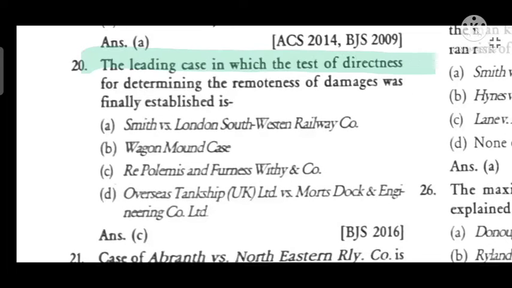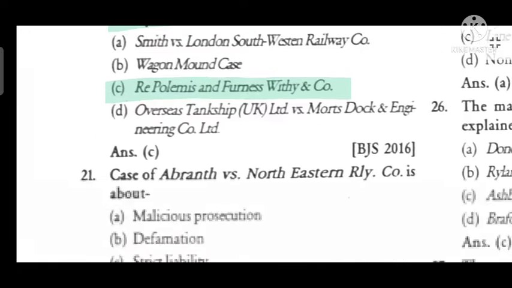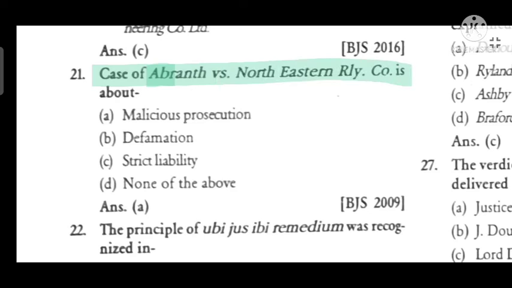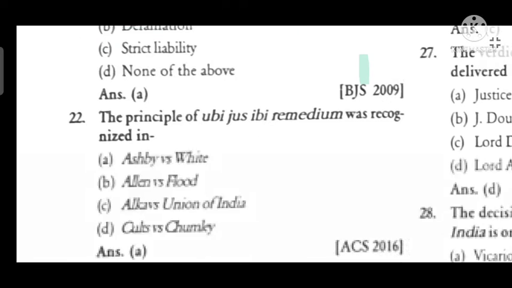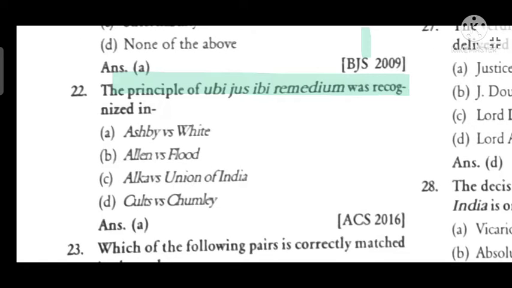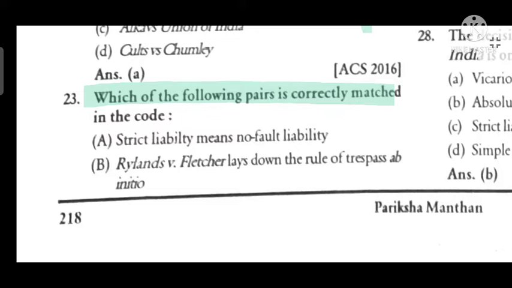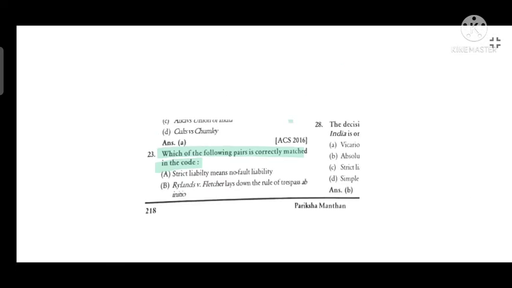The leading case in which the test of directness in determining the remoteness of damage was finally established is In re Polemis and Furness, Withy and Company. The case of Bhim Nath versus Northeastern Railway Company is about malicious prosecution. The principle of ubi jus ibi remedium was recognized in Ashby versus White. Which one of the following pairs is correctly matched in the code?